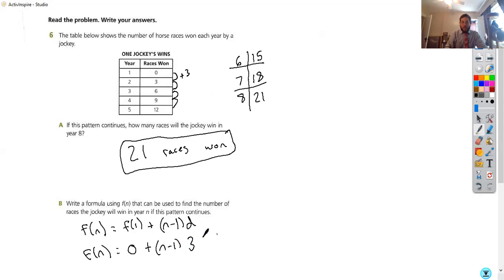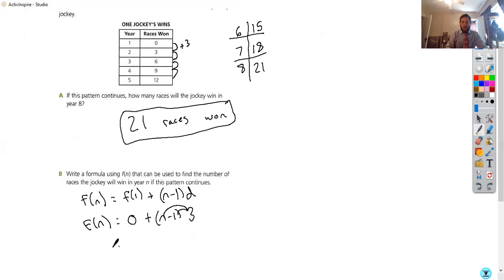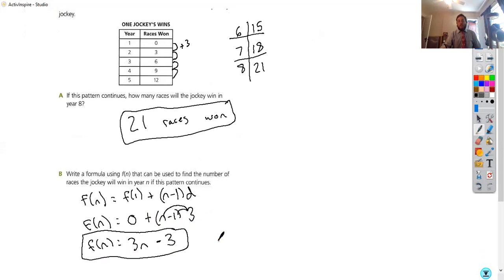Now to simplify this, we take our 3 and distribute it to both n and -1. So f of n equals, well, our 0 can disappear now. We have 3 times n, which is 3n, then 3 times -1, which is -3. The formula that you could use to find any number of races they'll win if this pattern continues is f of n equals 3n minus 3.